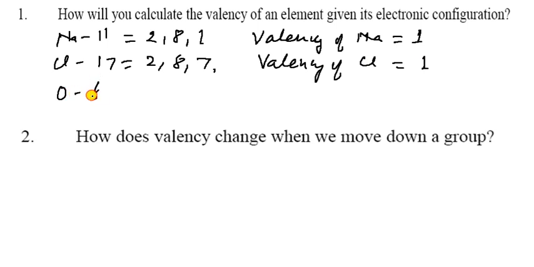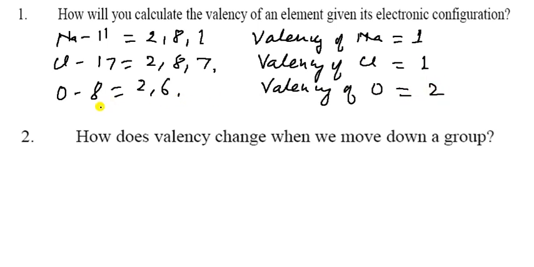Now come to oxygen. Oxygen has 8, so it is 2 and 6. So it has 6 valence electrons. So the valency of oxygen will be 2, because that element wants two electrons to complete its octet.